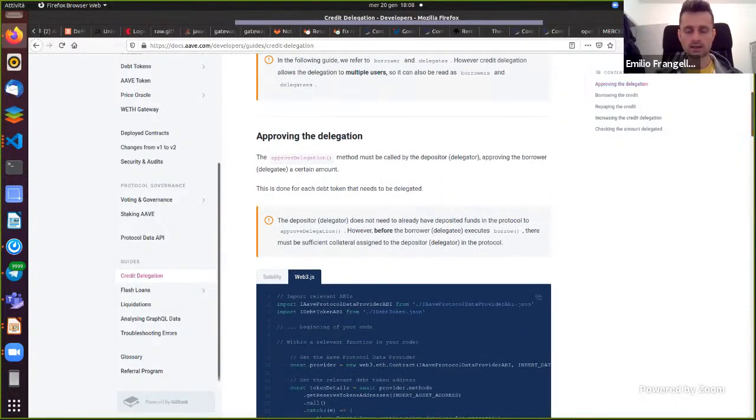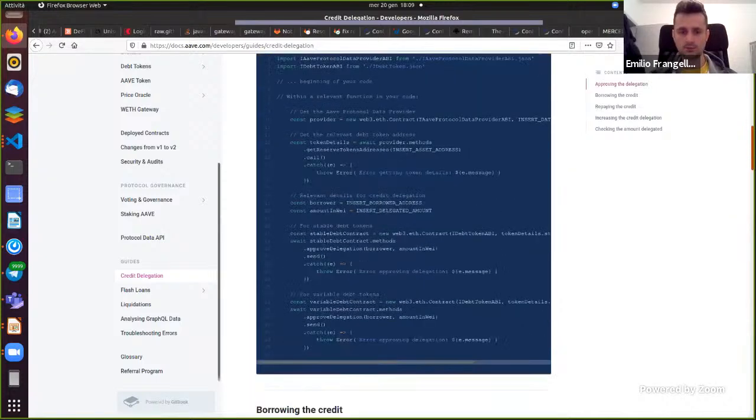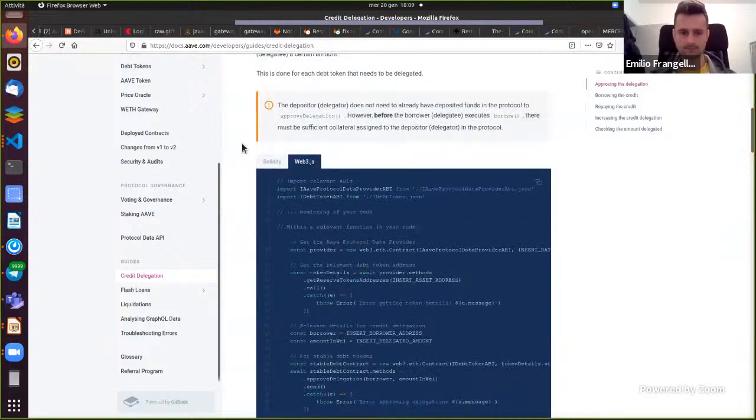So like I was saying before, it's a two-step interaction. First, you need a delegator that gives you approval to borrow, and then you need the delegatee that actually goes on the protocol and borrows on behalf of the user. Okay, so how does the approval or approve the credit work? I can show in Solidity quickly.